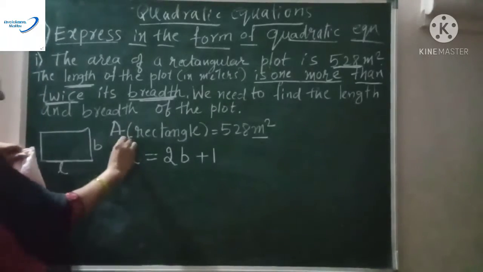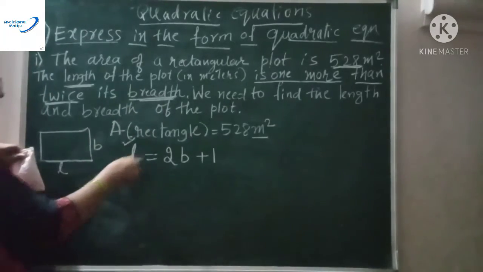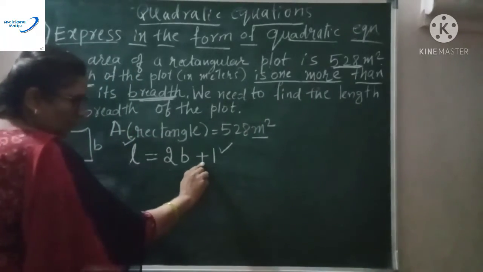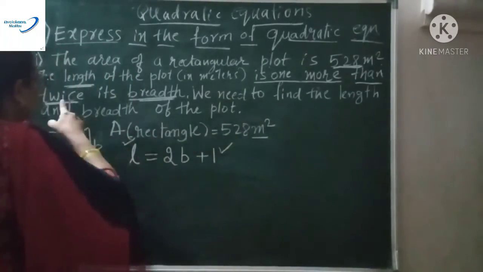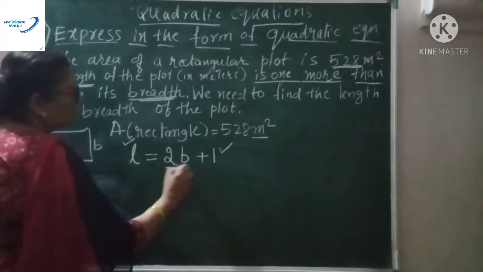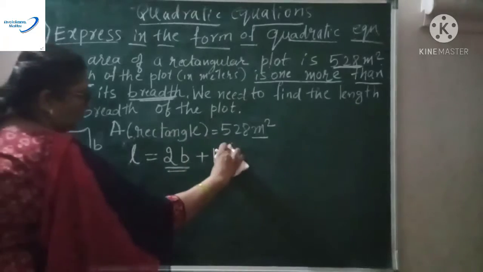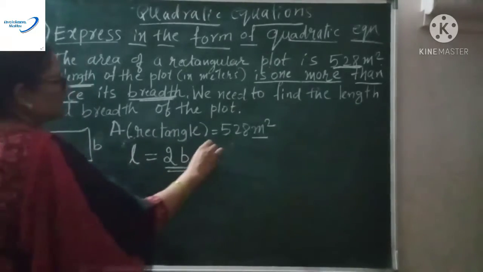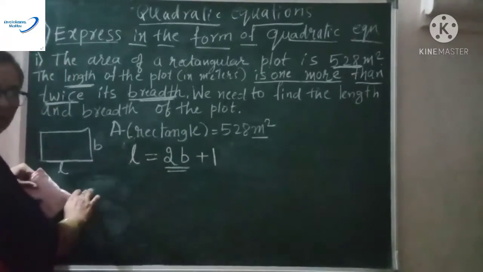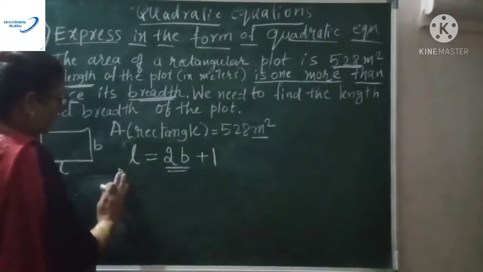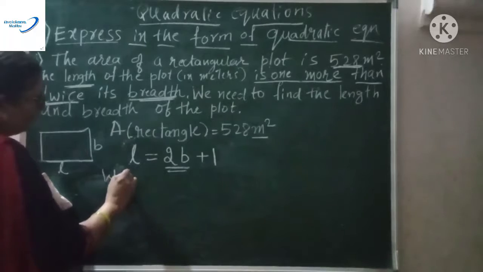See here, the length of the plot is one more than twice its breadth. Because of "more" you get the plus sign. Very simple. Then over the problem, how to rearrange now. This is the question now. Very simple. This is the condition. As per our given condition, we have got this. Now we know the formula. You write it this way, better to make a good impression.